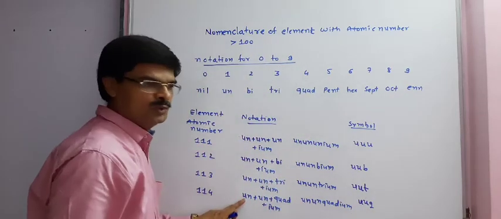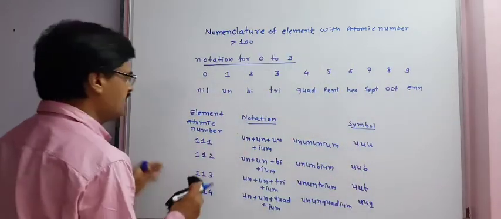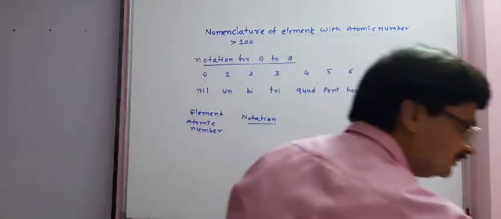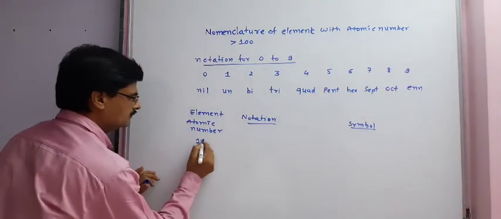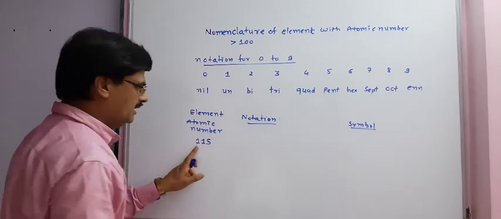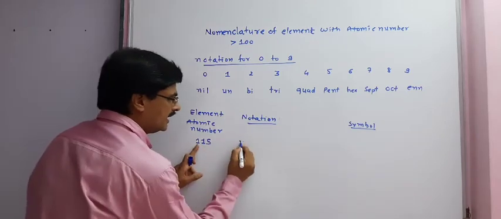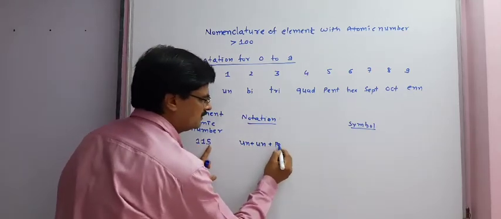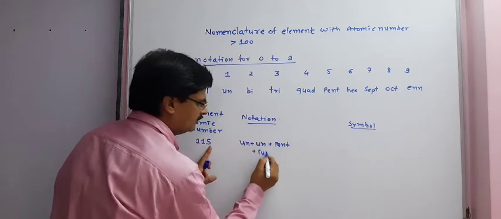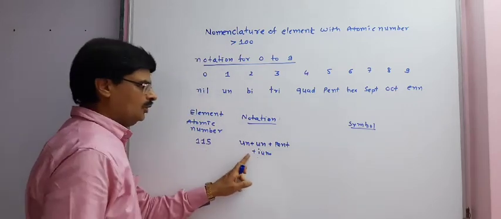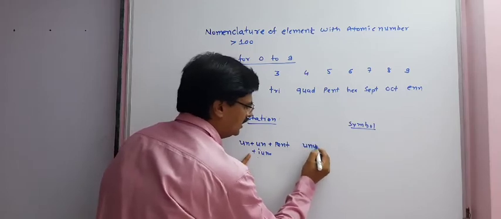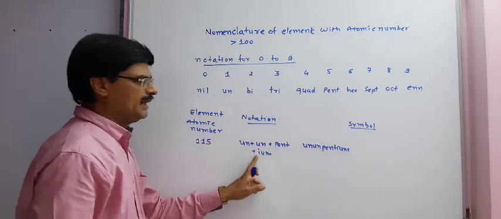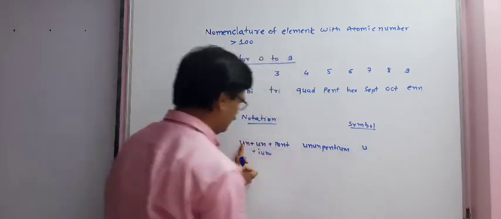Now for element number 115. We can write un plus un plus pent plus ium. So the name will be ununpentium. And the symbol will be UUP.